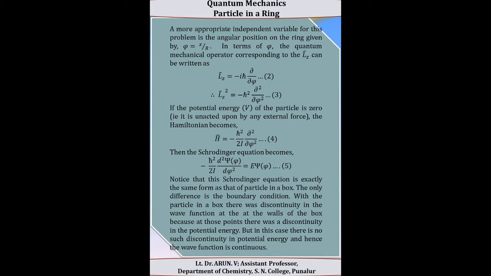With the particle in a box, there was discontinuity in the wave function at the walls of the box, because at those points there was discontinuity in potential energy. But in the case of particle in a ring, there is no such discontinuity in potential energy, and hence the wave function is continuous.